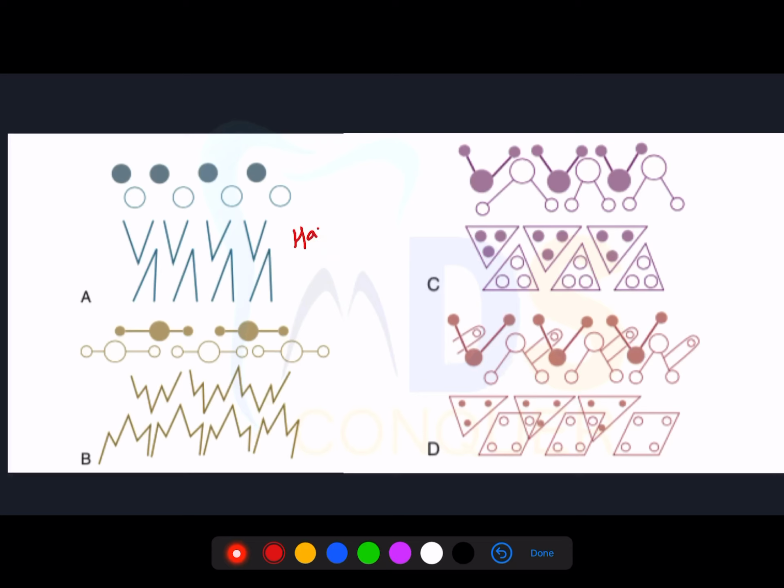A is haplodont. B, you can see 3 cusps, that is triconodont. C is the arrangement of cusps, that is tubercular molar, and D is tetra, you can see quadritubercular molar.